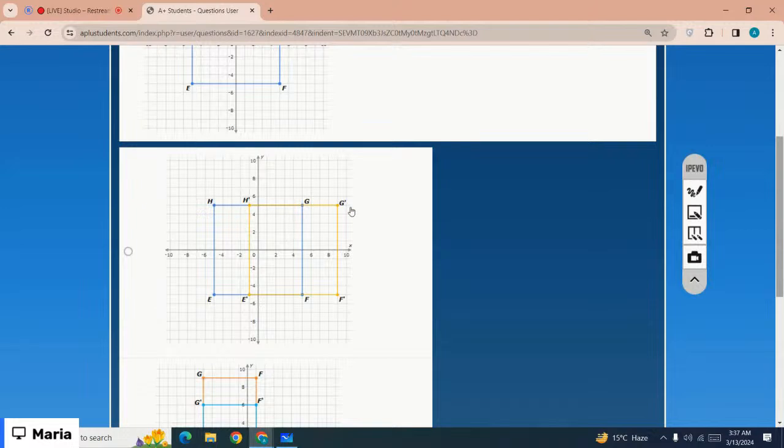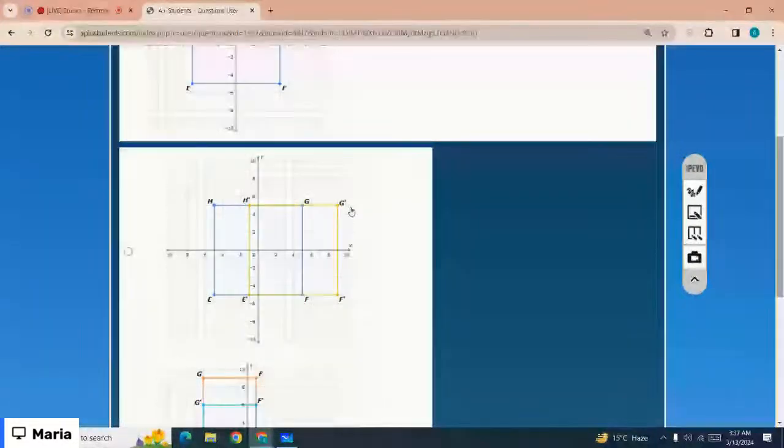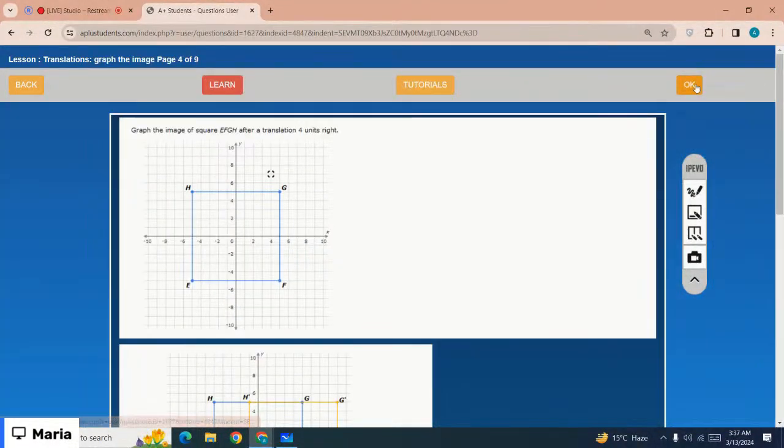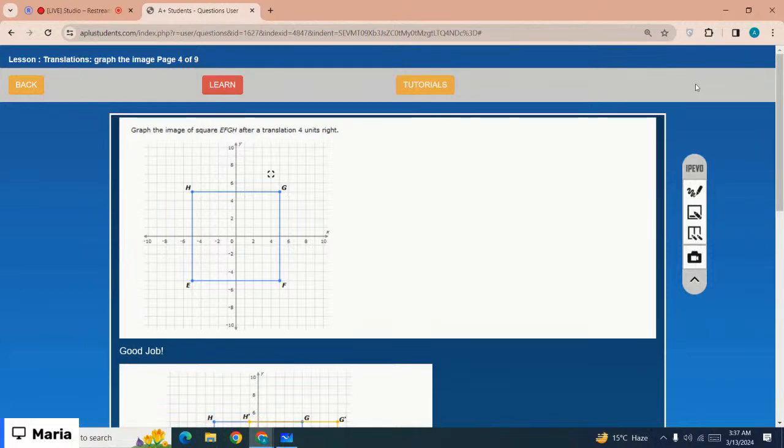All the points are moved 4 units, right? The yellow one is the translated image. Option number one is the correct option, right? Basically, you need to move all the new points 4 units, right?